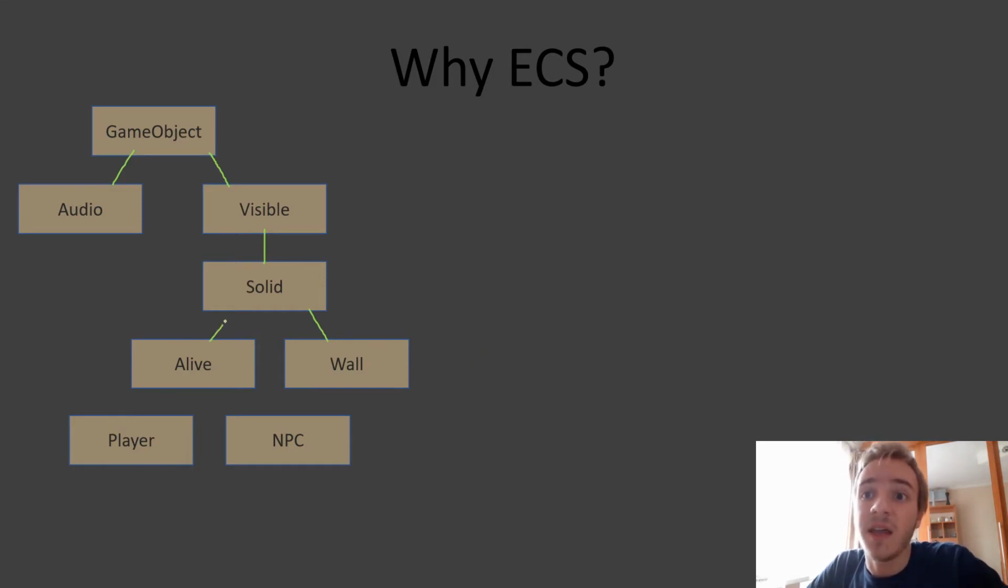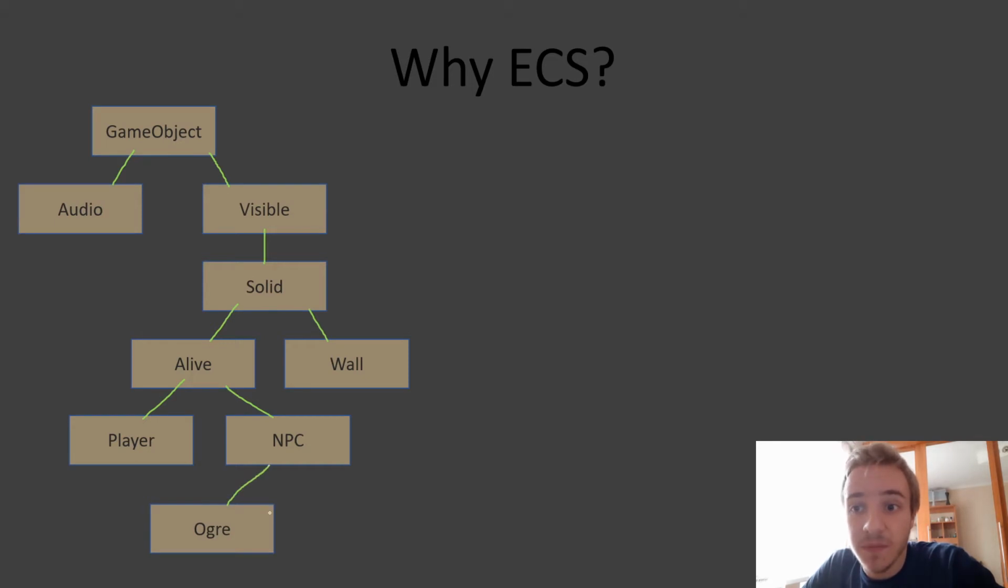And then we extend alive, so a game object that is visible, solid, and alive. Then we have two types of those visible, solid, alive game objects, which are a player and a non-player character, which is going to be powered by AI. It's going to have an AI, artificial intelligence, some kind of behavior, but the player, we're going to control with our gamepad or what have you. And okay, then we have an ogre, and an ogre is obviously an NPC.